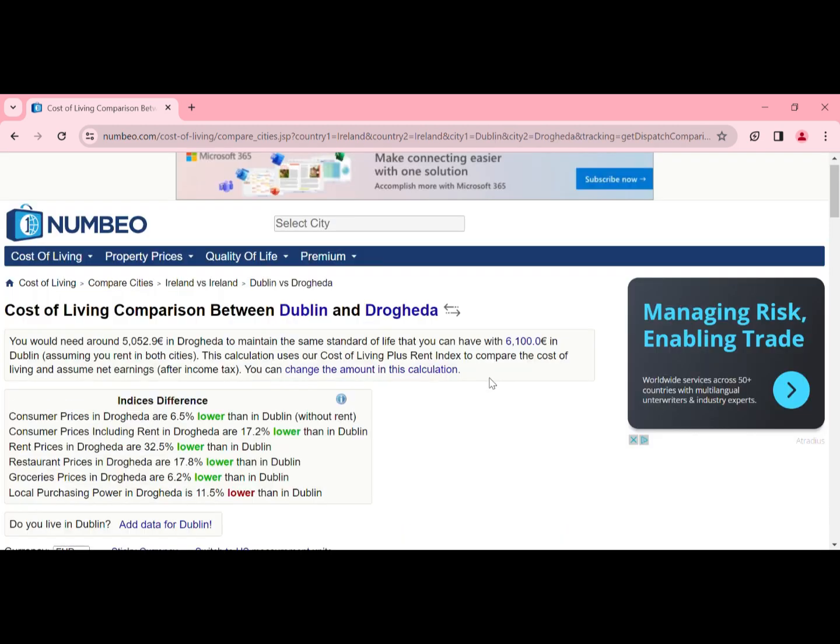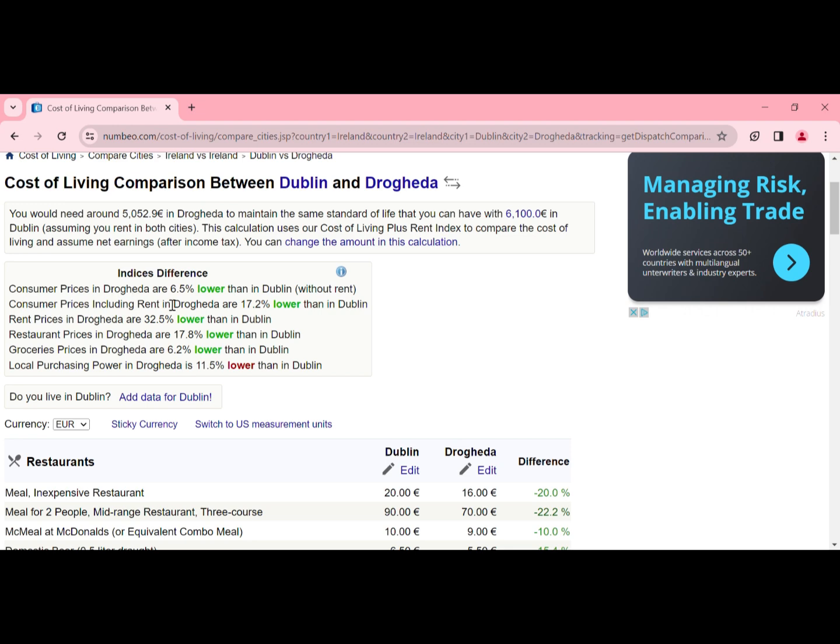Okay, so I think it's just fair for me to compare the two places I've actually lived in Ireland. I've lived in Dublin for over 1 year, and now I'm in Drogheda, and I've been in Drogheda for barely 4 months. As you can see, it says you will need over 5,000 euros in Drogheda to maintain the same standard of living that you can have with 6,100 euros in Dublin, assuming you rent in both cities. Okay, it says consumer prices in Drogheda are 6.5% lower than in Dublin without rent.